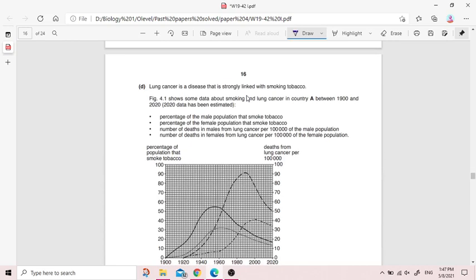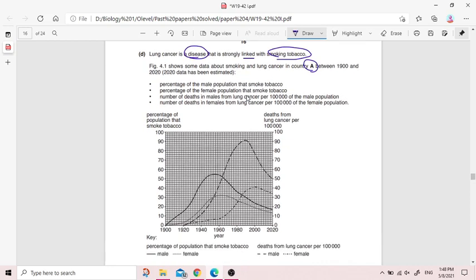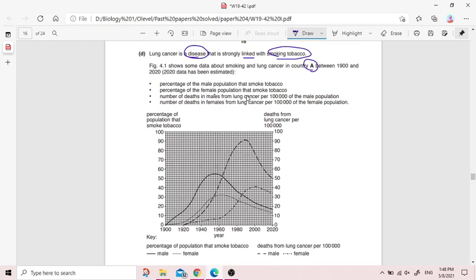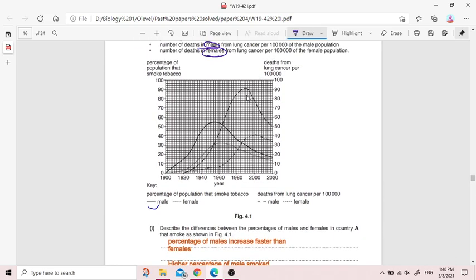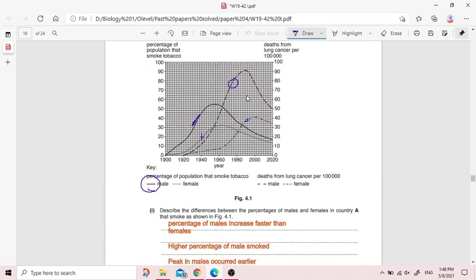D. Lung cancer is a disease that is strongly linked with smoking tobacco. Figure 4.1 shows the data about smoking and lung cancer in country A. Percentage of the male population that smokes tobacco, percentage of females, and death in males and death in females from lung cancer. He gave you a key. He said the solid line is male smoking. The dotted line is female smoking. The dashed line with big dashes is death in males, while the small dashes are death in females.